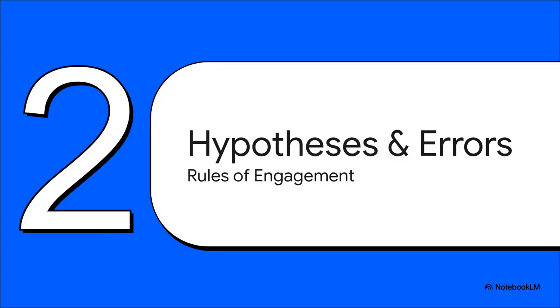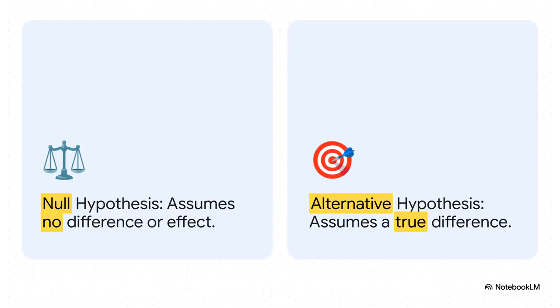Moving right along to Section 2, Hypotheses and Statistical Errors. Every single clinical trial out there has to start with a baseline assumption. We call that the null hypothesis. As researchers, we have to start totally objectively by assuming there is zero difference or effect, basically assuming a brand new cancer drug is literally no better than a sugar pill.